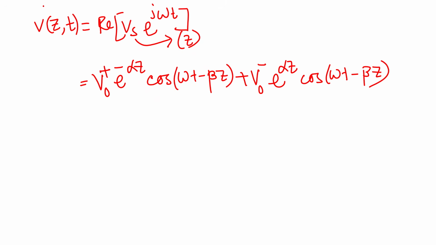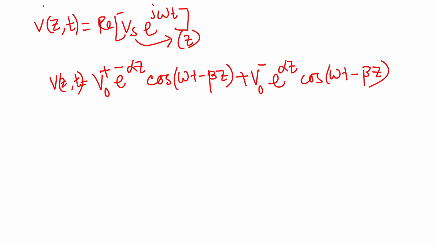Okay, so this is the expression of instantaneous voltage on a transmission line, which is a function of both position and time. Similarly, we can write the expression for current I(z,t), which will be equal to I naught plus e to the power minus alpha z cos(omega t minus beta z) in the same form.